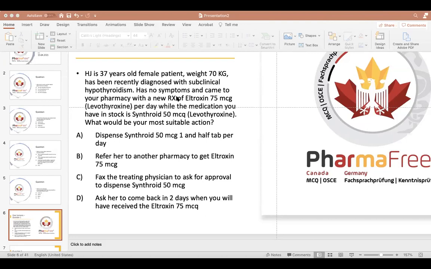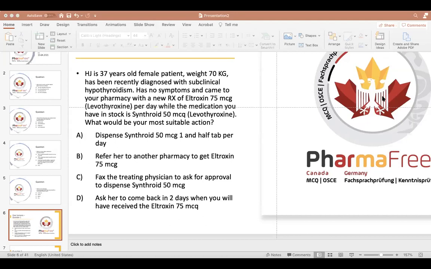Not like that. But when you have a new prescription, you can dispense either the Synthroid or Eltroxine. If you have Synthroid, you can dispense it, no problem. If you have Eltroxine, yes, you can dispense it, no problem. But is it breakable? Yes, sure, it's breakable. Yeah, you can break it.